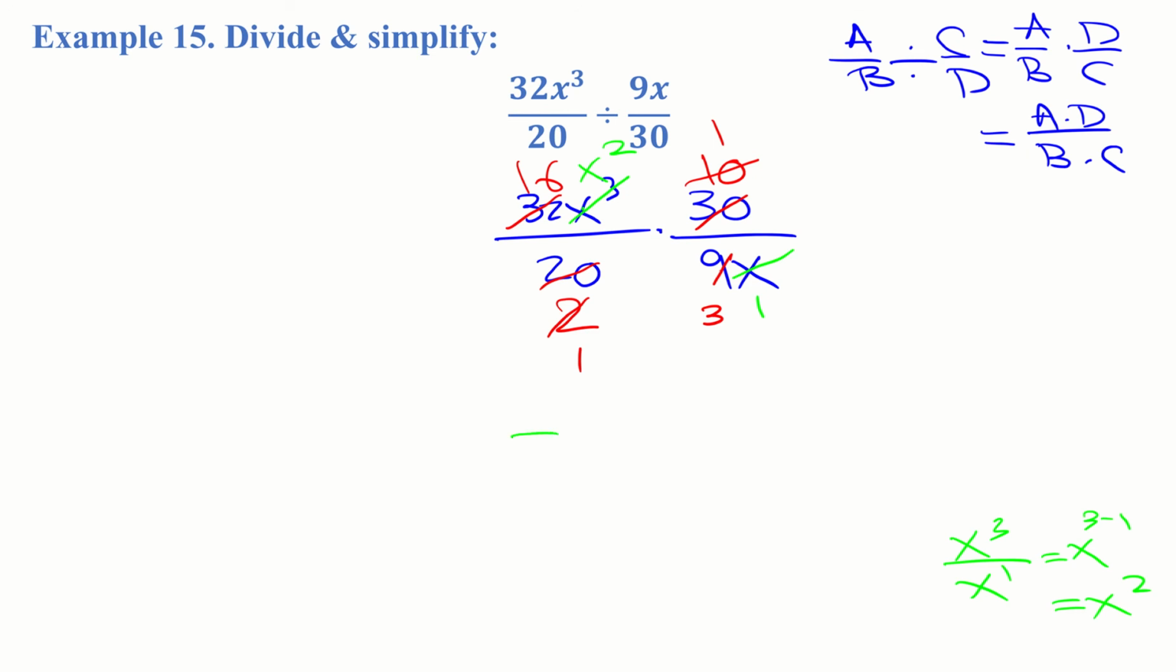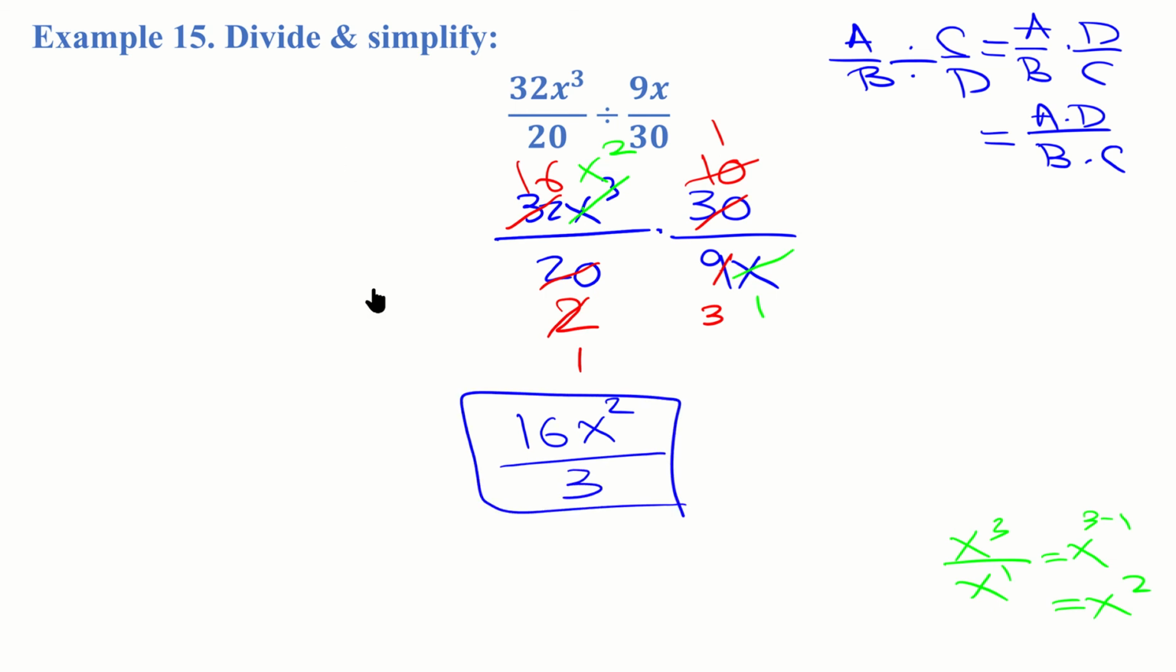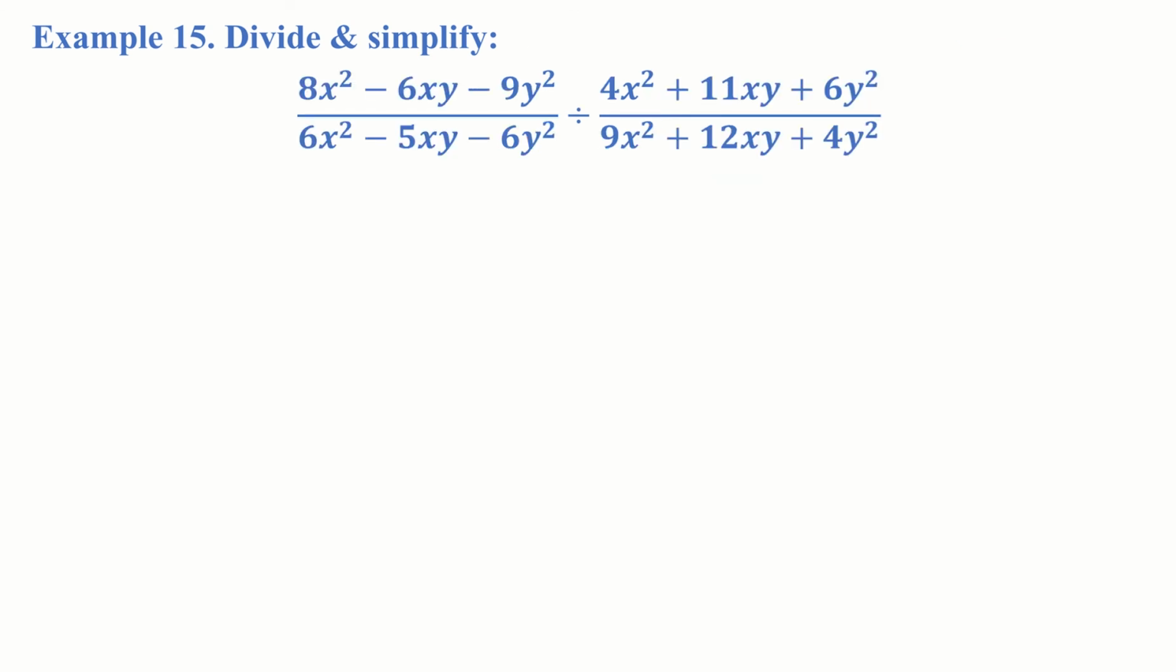All right, so let's see what's left. So on the top we have 16x squared, and that's all there is there. And down below, all that is left is 3, and you are finished. Simple, important, make sure you can handle it. All right, here's the last one for the road.